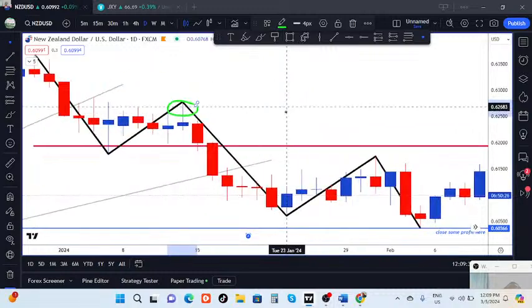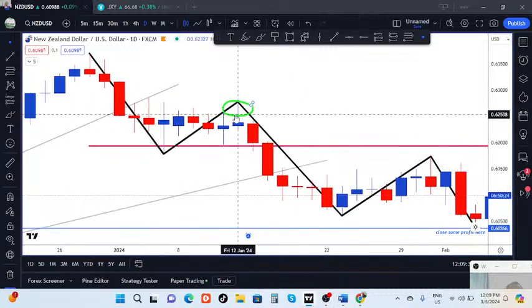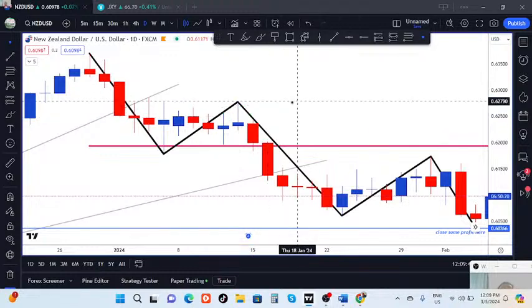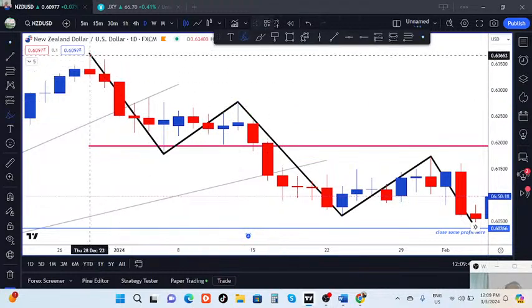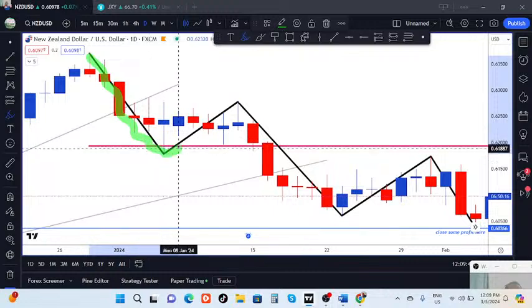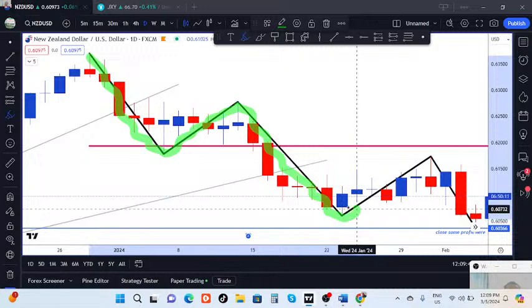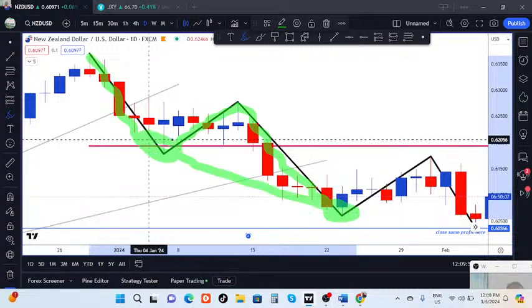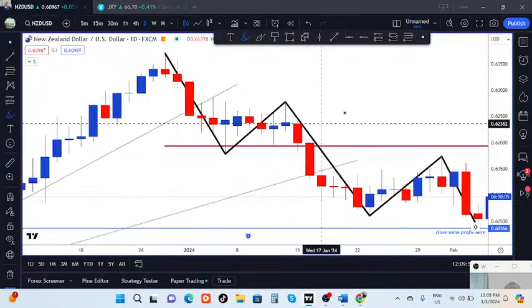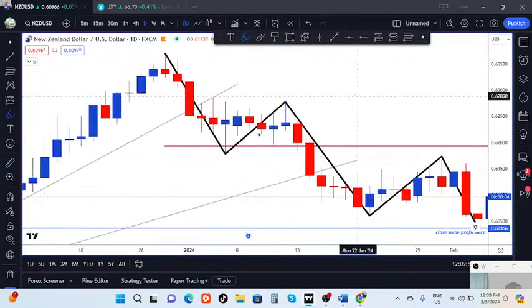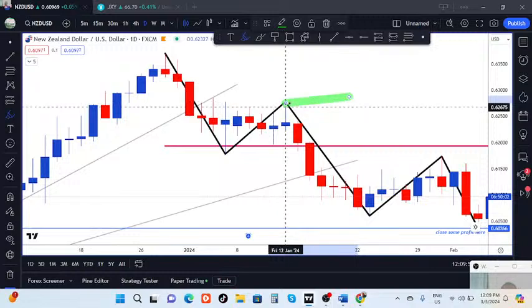Now what makes this a relevant low and makes this a relevant high? It is because the market, after making a low, makes a high, then went all the way down to make a new low. That makes this low a relevant low. All right, okay, in this scenario, this one here right now.